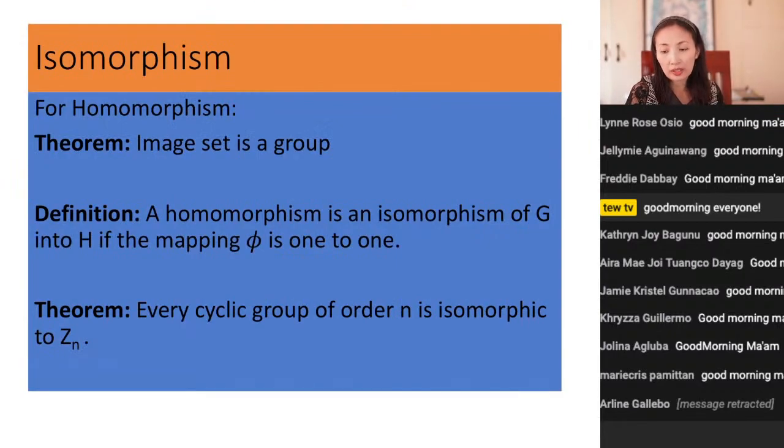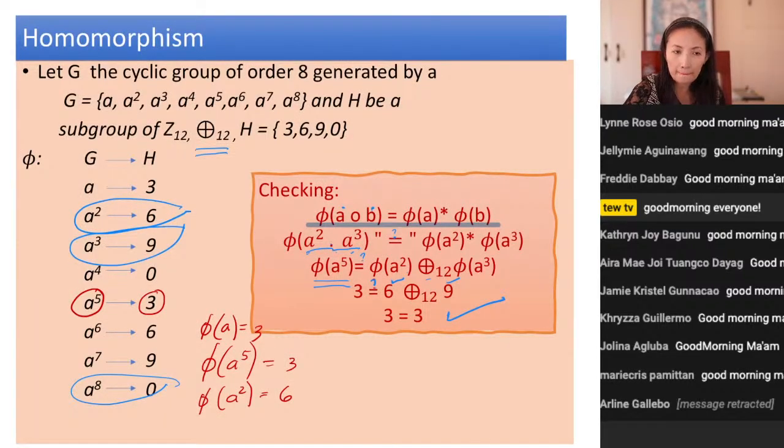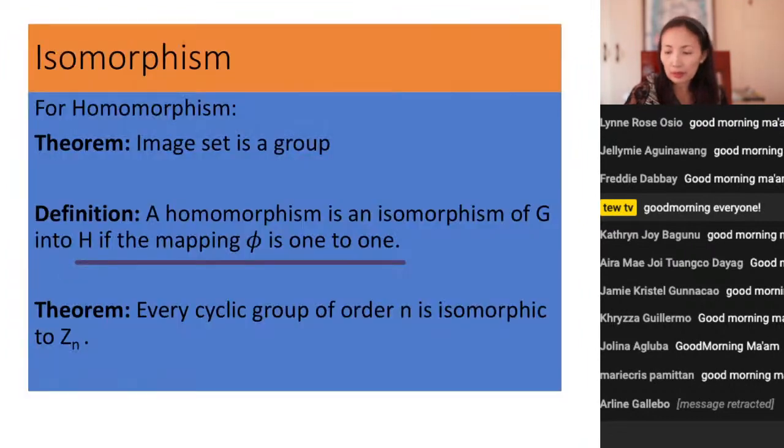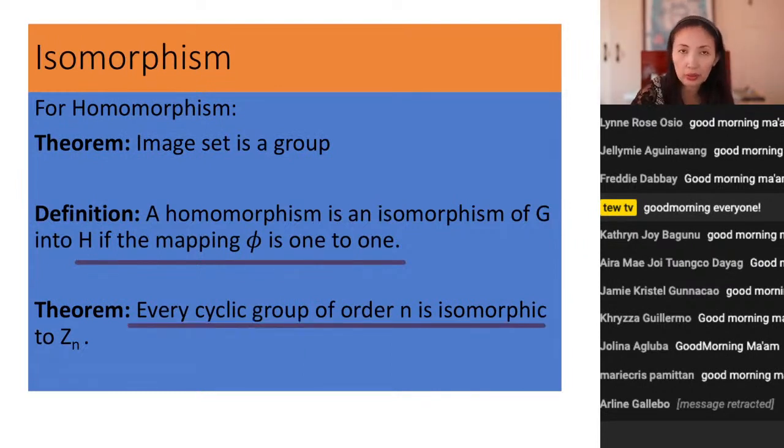So, for isomorphism, this is what you have to remember. It's just this: for isomorphism, the mapping must be 1 to 1. So, in this case, is the mapping 1 to 1? No, it's not 1 to 1 because we have a duplicate here. 3, 3, so it's not 1 to 1. If the mapping is 1 to 1, it's an isomorphism. Every cyclic group of order n is isomorphic to Z sub n. Next.